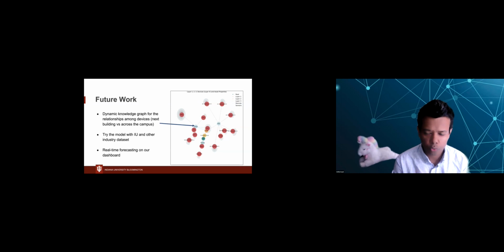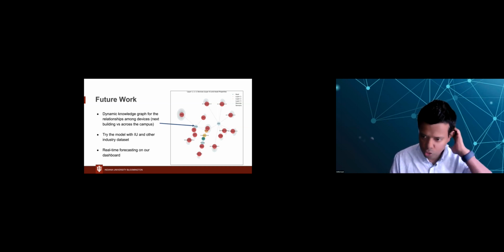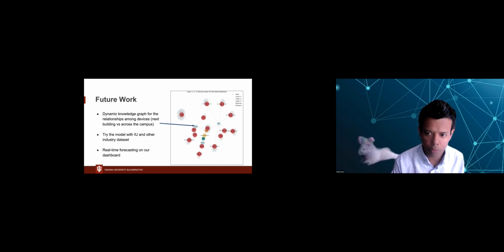The results that I have shown are from EMC2 data, but we now have data from our own sensors from IU, and we also have access to other industry data sets. So we are applying this model to those types of data sets to see if the prediction is better, or by how much. We are also incorporating this into our real-time forecasting system, and it will be available on the dashboard that Pratik discussed in one of the previous meetings.